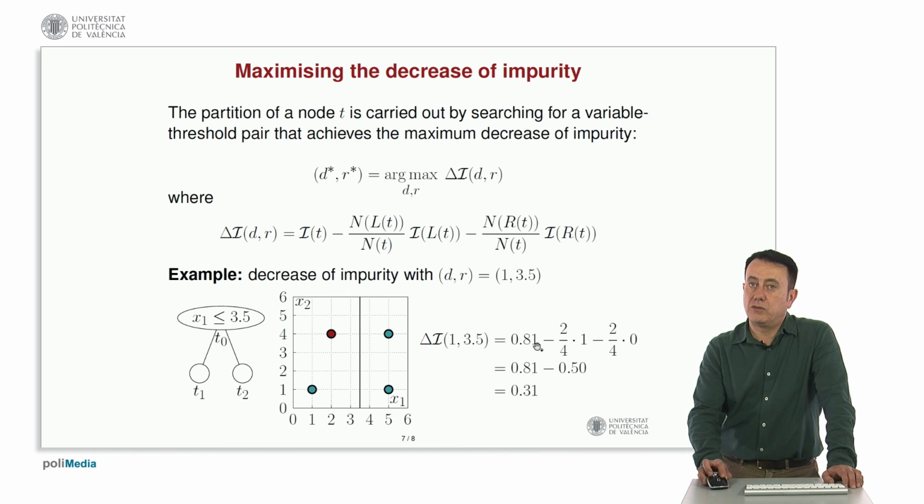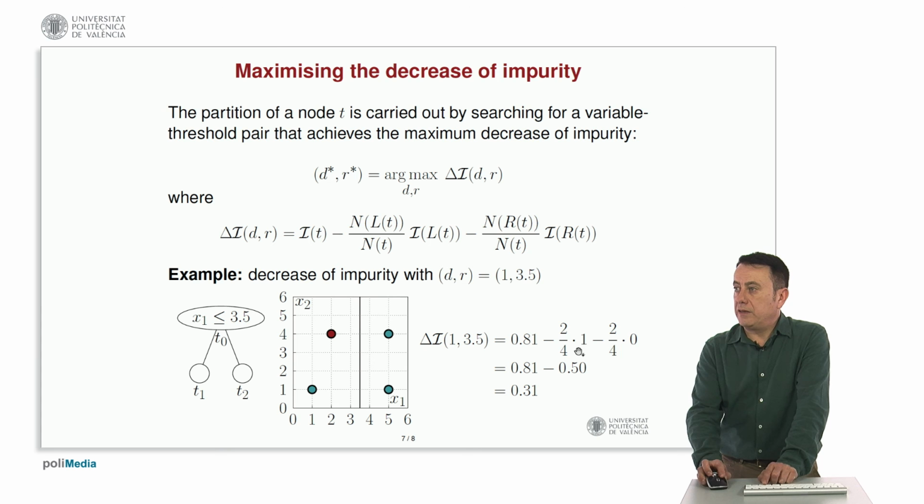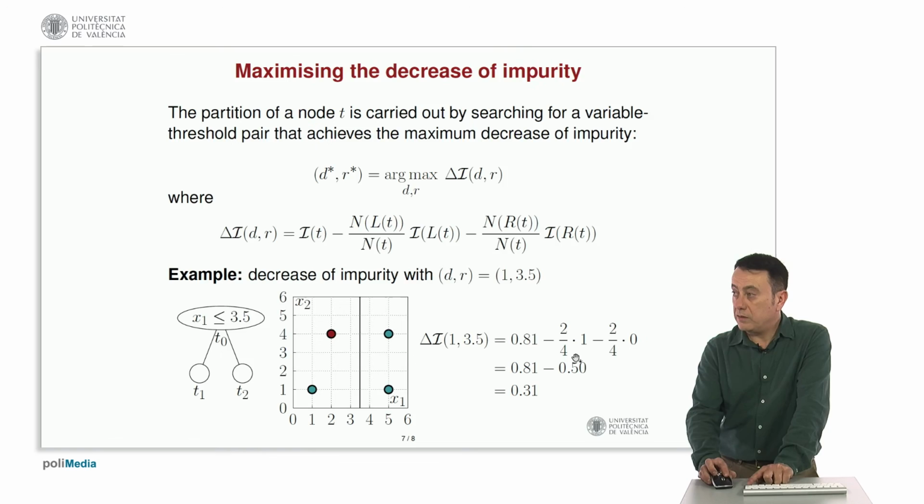We have seen in the previous slide how we computed it. And then the left node has impurity 1, which we have computed here, T1. And the right node has impurity 0, so it is the impurity of the parent node minus 2 over 4 times the impurity of the left node, minus 2 over 4 times the impurity of the right node. So the decrease in impurity is 0.31.